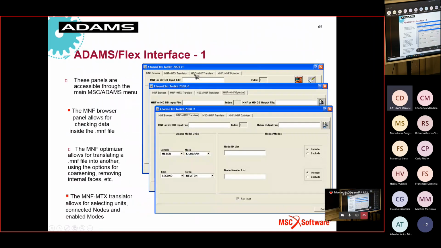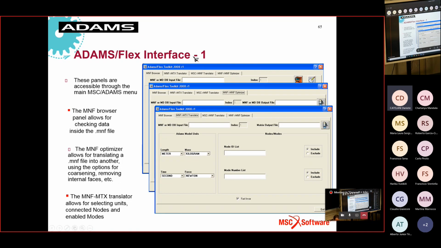When you create an MNF file, before going to Adams View, it is better to use the Adams Flex interface, which allows you to read, evaluate and comment on the content of the MNF file. If you are the creator of the MNF file, probably you know everything. If you get the file from somebody else and you don't know the content, before applying it in the Adams model, it is better to see if the content is good.